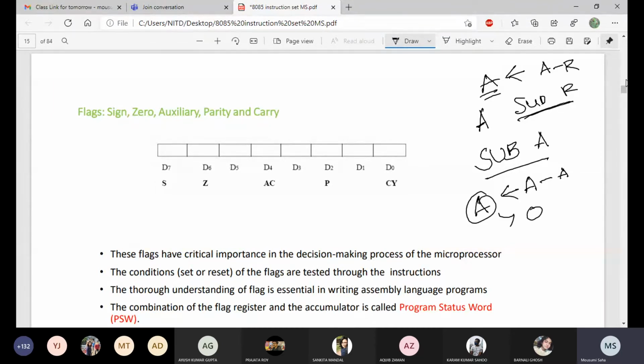Clear? So for this operation you can see that this is the Z flag. At that moment it will be 1, because after the operation the result is 0.